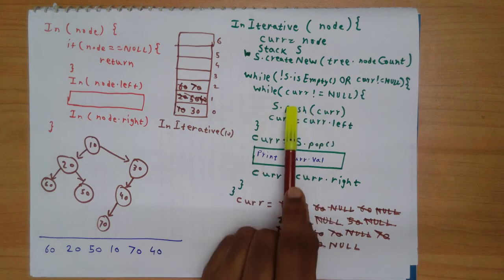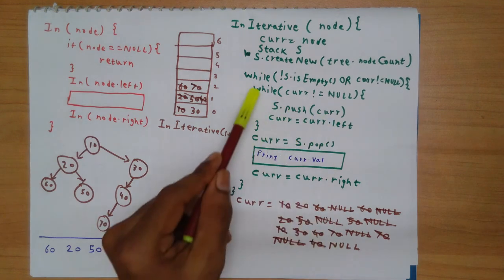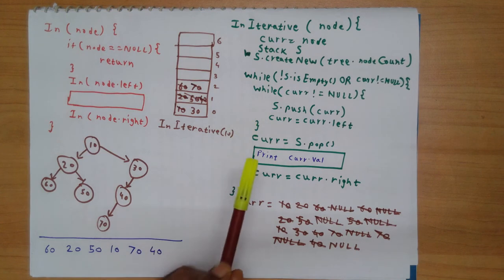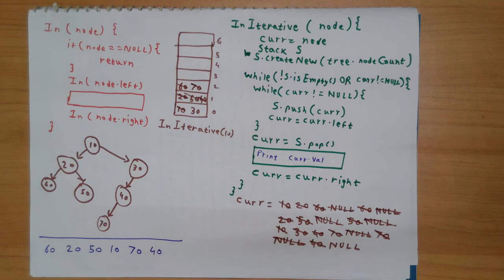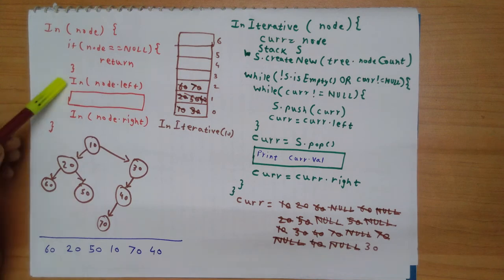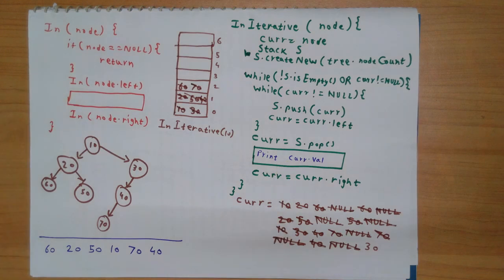I will ask the question, is my current null? It is null, so I'll skip this inner while loop and I'll ask the question, can I pop something from the stack? Yes, I can, and I'll get 30 from the stack. Once I get the 30, it means that I'm done with the traversal of the left subtree of 30. Time to perform the node specific action for 30, which is just printing. So I'm going to print 30, and then move to the right of 30, which is still null.